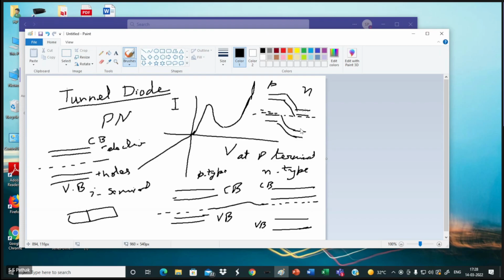And further, if doping is increased, the Fermi level will lie at the bottom of the valence band of P type, and at the top of the conduction band of N type, where they will be touching. That will be your tunnel diode. I will explain that. And this negative resistance we are not using for the switch.